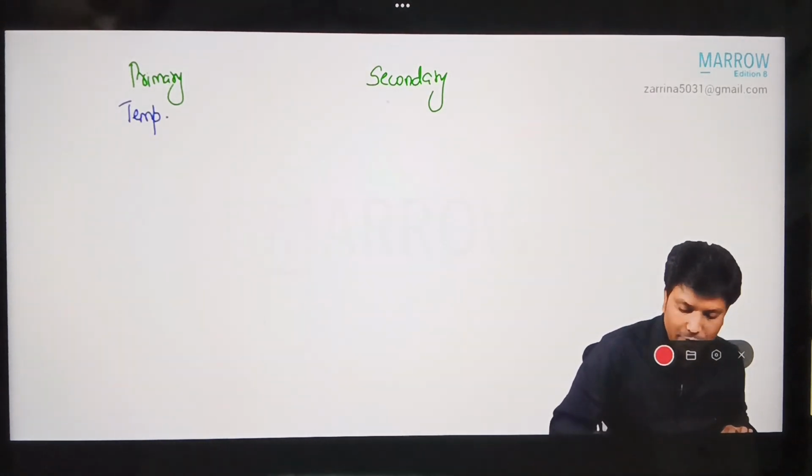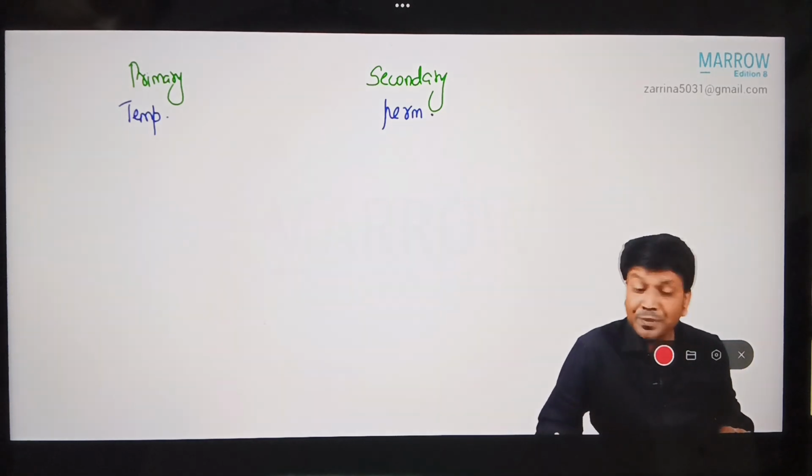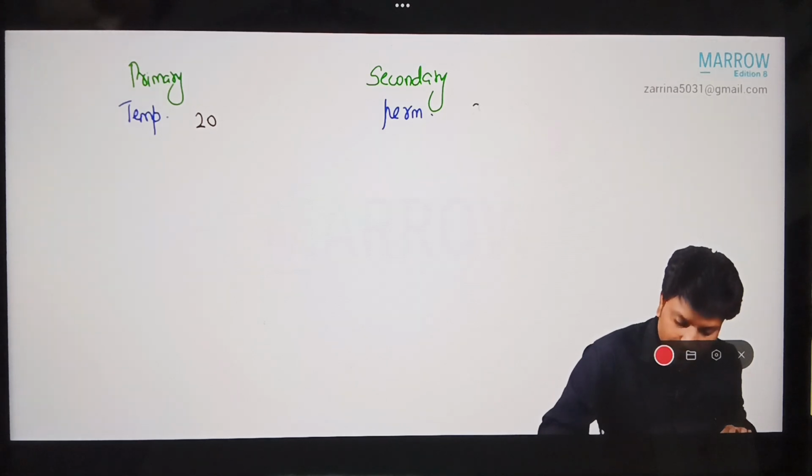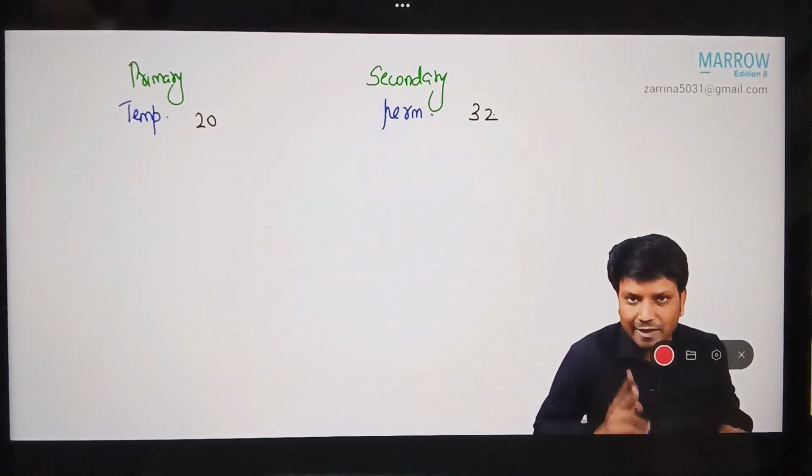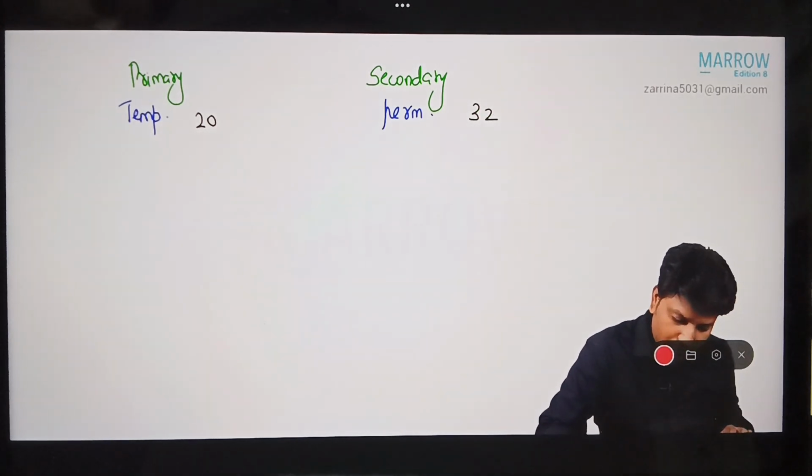Primary dentition is also called temporary teeth. Secondary dentition is also called permanent teeth. Temporary teeth are also called milk teeth because of the color, right? So how many temporary teeth did you have? 20 temporary teeth you had, and now we have 32 permanent teeth. 20 temporary, 32 permanent.